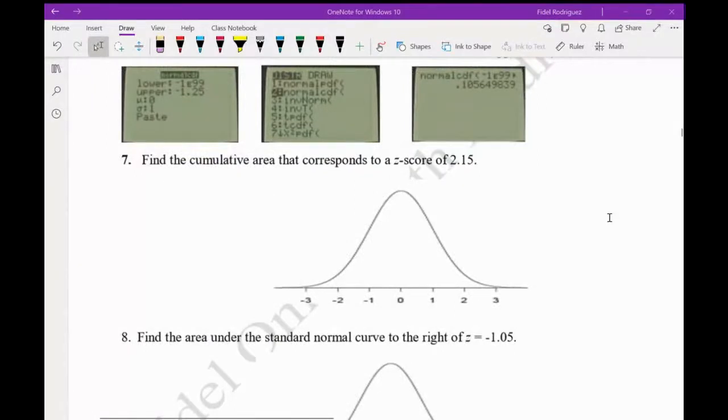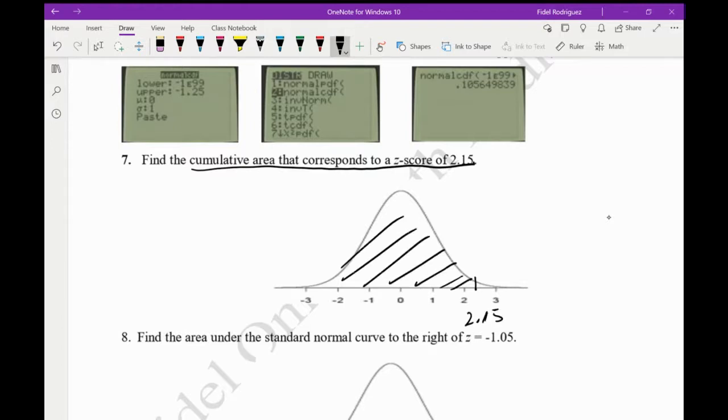So number 7 is doing the same thing. It says, find the cumulative area that corresponds to a z-score of 2.15. So look, here's 2. 2.15 is going to be, I don't know, somewhere right about here. And again, we're finding the area to the left, right? So guys, just a heads up here. If you remember, the area to the left of 0 was going to be 0.5, and because I'm going more, I already know my answer is going to be more than 0.5, right? It's going to have to be more than 0.5.